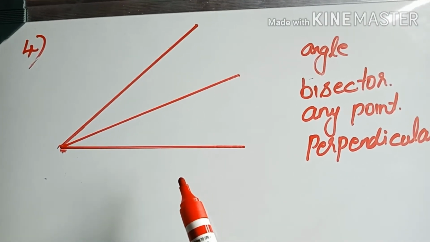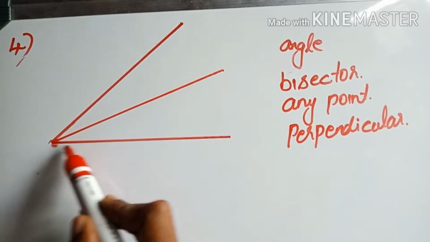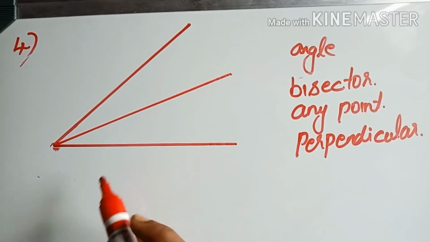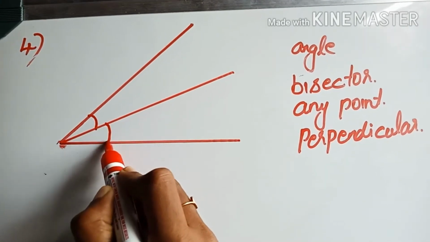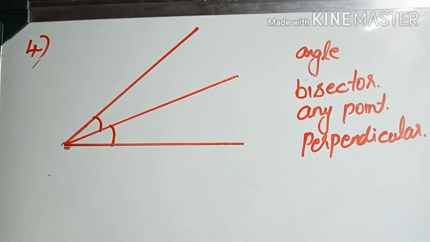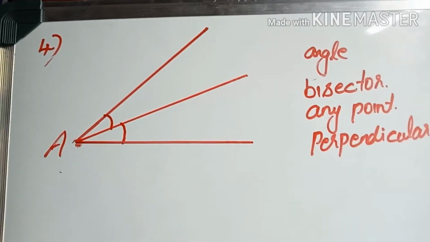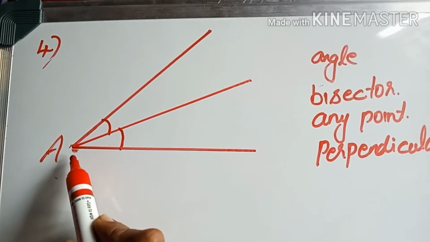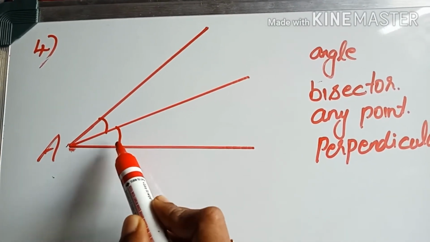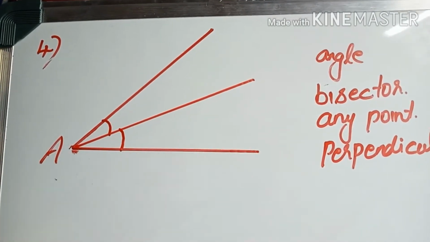And what is the speciality of a bisector? A bisector divides the whole angle into two equal parts. That means this angle and this angle will be equal. Let's give the name A. A is the corner, angle A. Angle A will be divided into two equal halves because we drew the angle bisector.